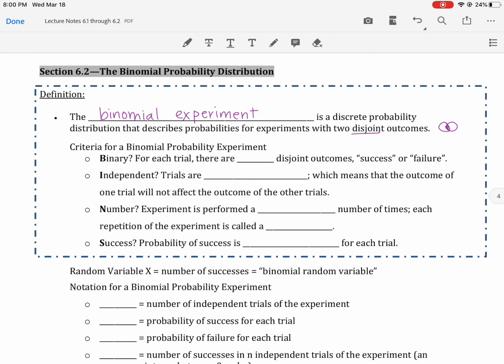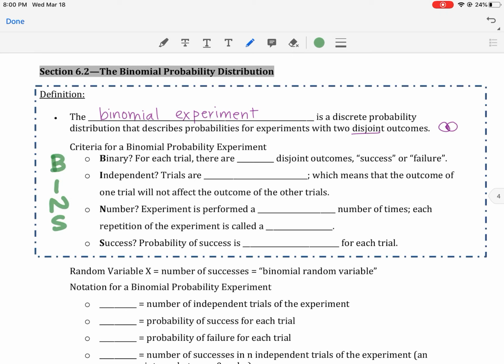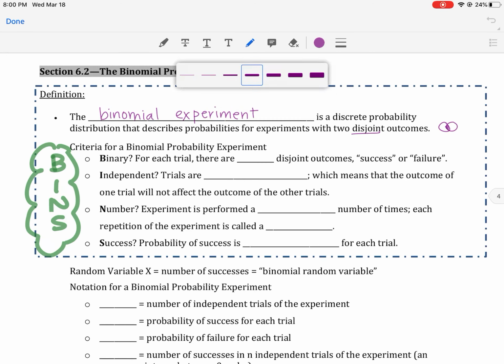So our criteria for today is bins. Think binomial and think, hey, how am I going to remember this? Think bins. That's kind of your acronym to remember stuff. So I would keep that in mind. Good thing to write on a test, etc. on the side to know what's going on.